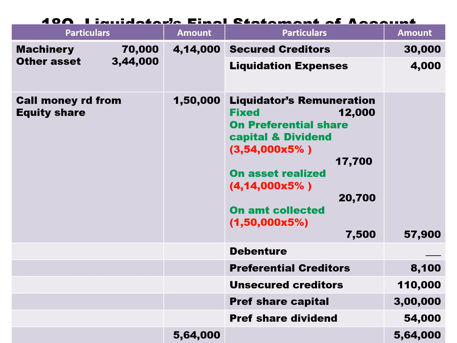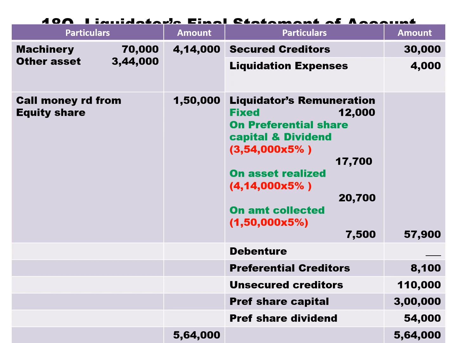Next we have liquidator remuneration. Liquidator remuneration is calculated on fixed 12,000, on preference shareholder payment 3,54,000 into 5%. You get 17,700: 3 lakh preference capital plus 54,000 dividend. On assets realized, 4,14,000 into 5%, you get 20,700.